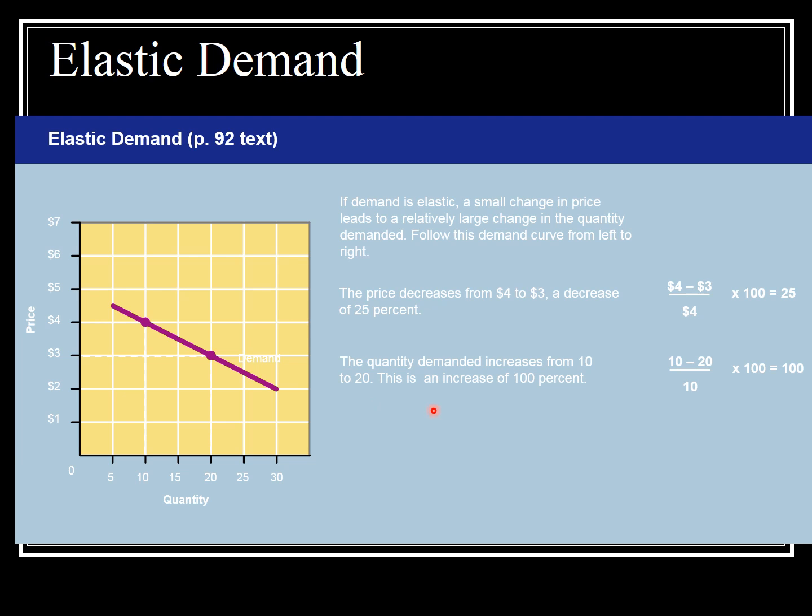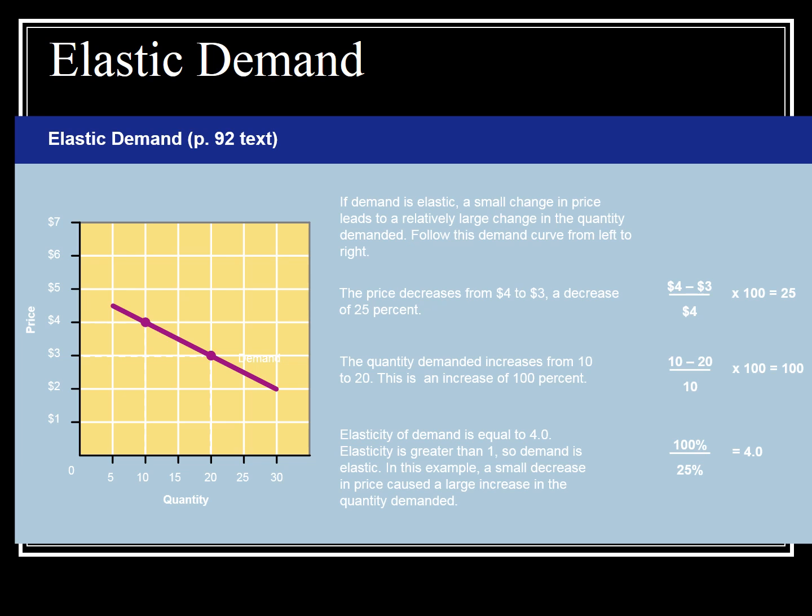Then your percentage change in demand was originally 10 units at $4. Then they decreased the price to $3. So 10 minus 20 over 10 multiplied by 100 equals 100. All right, so here's our percentage change in demand, and here's our percentage change in price. So you plug those into the elasticity equation, and you have the percentage change in demand divided by the percentage change in price, and your number is 4.